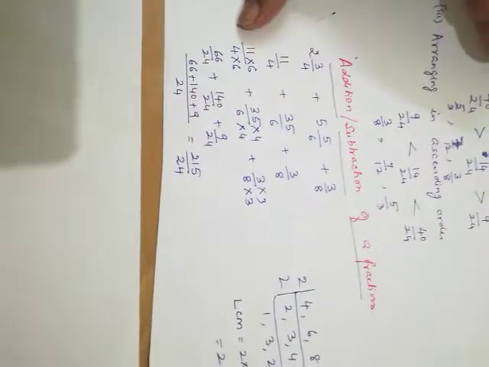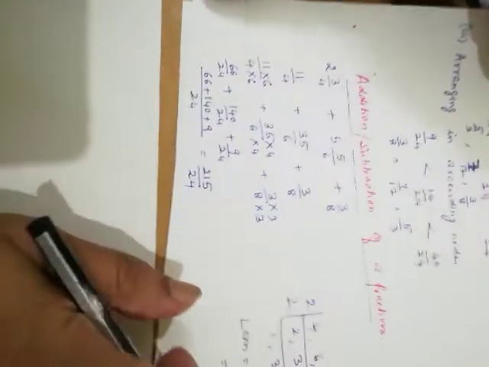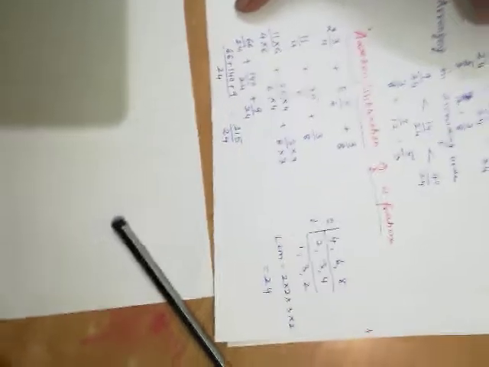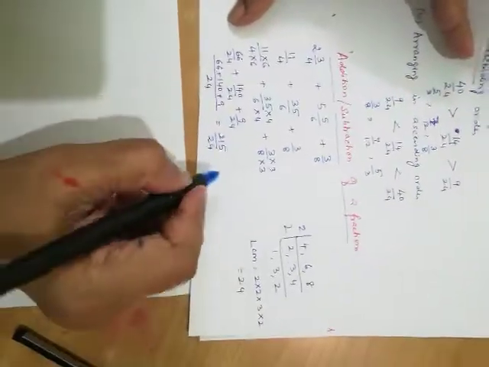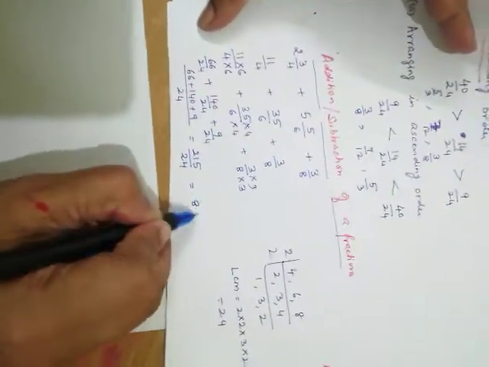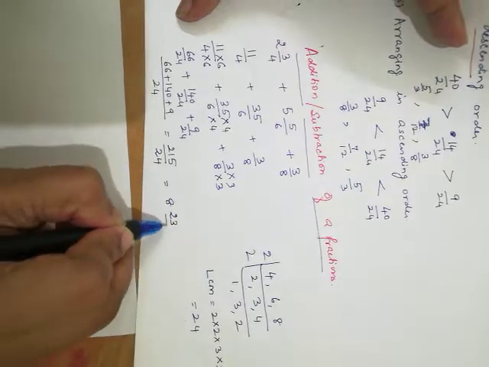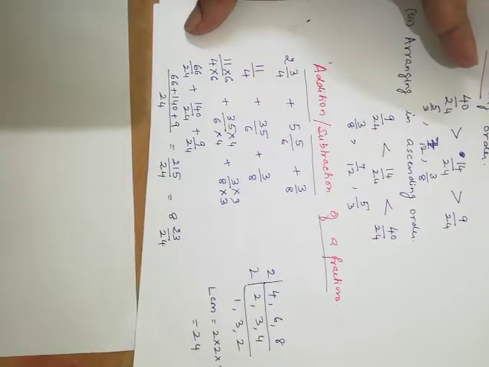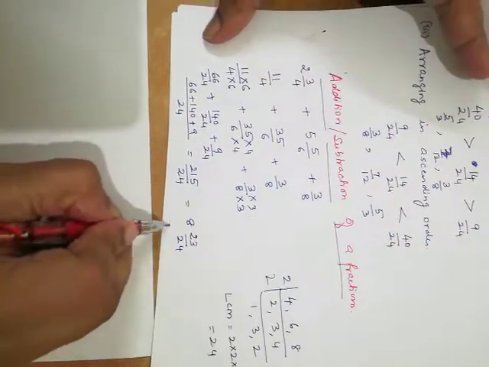And after changing into lowest terms, what you will do is write it in the mixed fraction. And what you find after changing into lowest term and mixed fraction will be 8 23/24. Okay, you check it again.